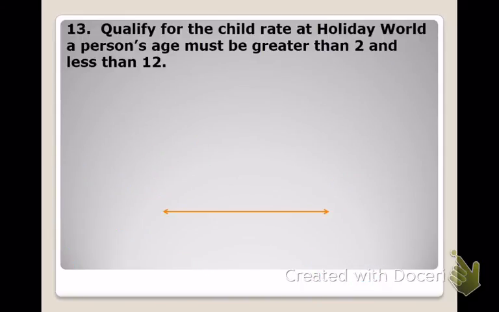All right. A couple last things here. In order to qualify for the child rate at Holiday World, a person's age must be greater than 2 and less than 12. How would you write that? It's an and. You've got to be greater than 2 and less than 12. That's pretty much it right there. And to graph, open circle, you can be any age in between 2 and 12. Just can't be 2 and can't be 12 because you still won't qualify. Be either too young or too old at that point. Okay?